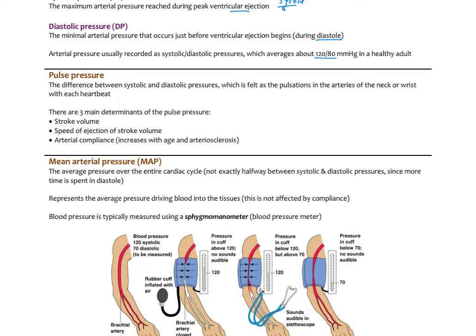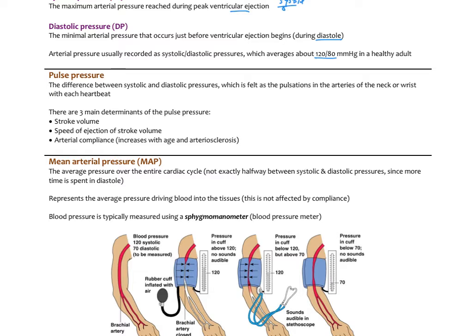The pulse pressure is the difference between the systolic and diastolic pressures, and it's felt as the pulsations in the arteries of the neck or the wrist. So when you palpate the radial artery, and you feel the heartbeat, that's really the pulse pressure wave. So you're feeling the pressure wave coming down that elastic arterial system. And there are three main determinants of that pulse pressure.